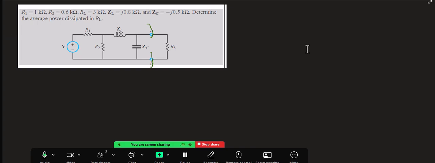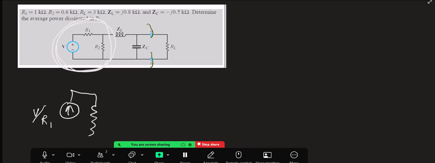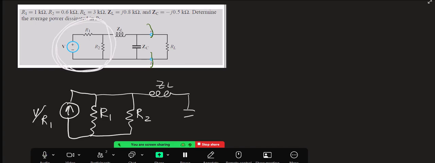Whenever you have a situation like this right here, a source transformation is a nice way to simplify that. So you can change that to a current source that is V over R1 in parallel with the resistor that is R1. And then I have this next resistor, which is R2, and then the inductor, which is ZL, and then the capacitor, and then I have RL here, and this is ZC.